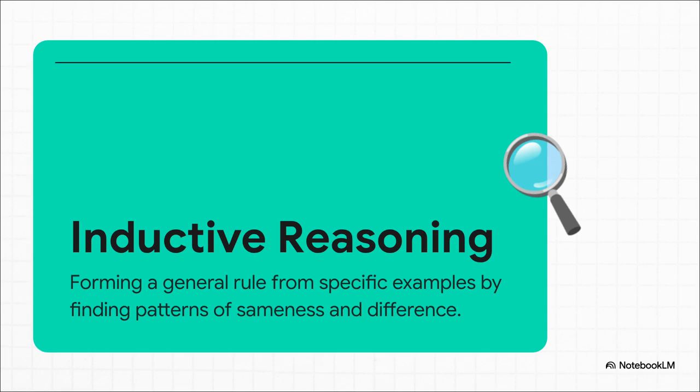It's basically the same method a scientist uses in a lab. You look at a bunch of specific examples, you see what's the same, you see what's different, and from all that evidence, you form a general rule. This is how we learn everything, from what a dog is when we're a toddler to the laws of physics.